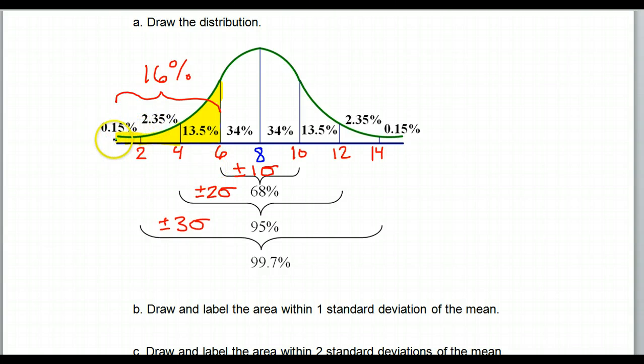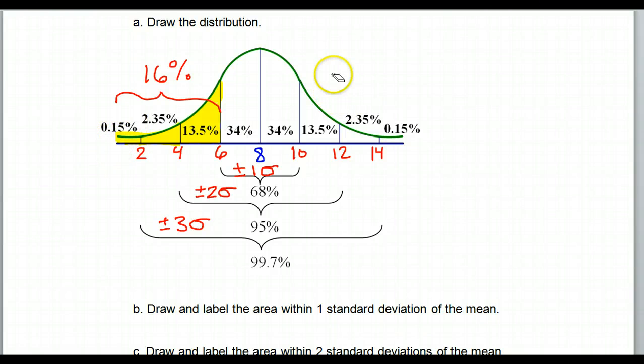There is no beginning number here. This 16% zone ends at 6, but it does not end at 2. You see it goes over here, and it doesn't end at 0 either. This is open-ended. This remaining part of the graph continues forever to the left. It might get smaller and smaller, but it doesn't end. So we cannot put a number here on the left side.